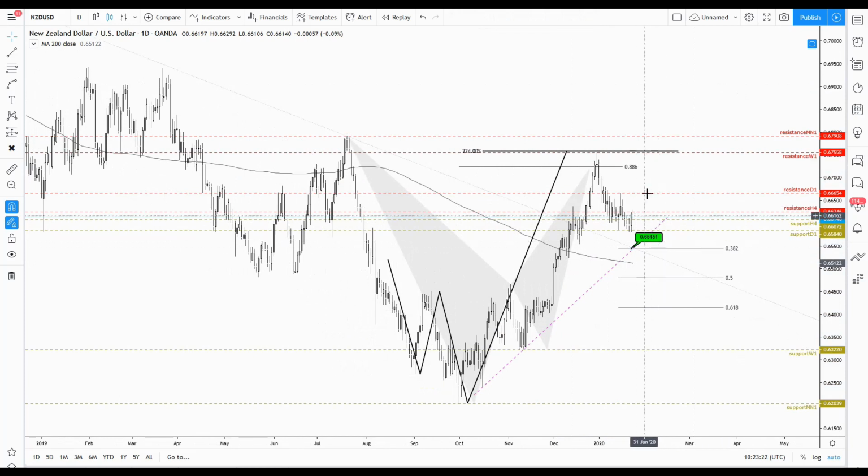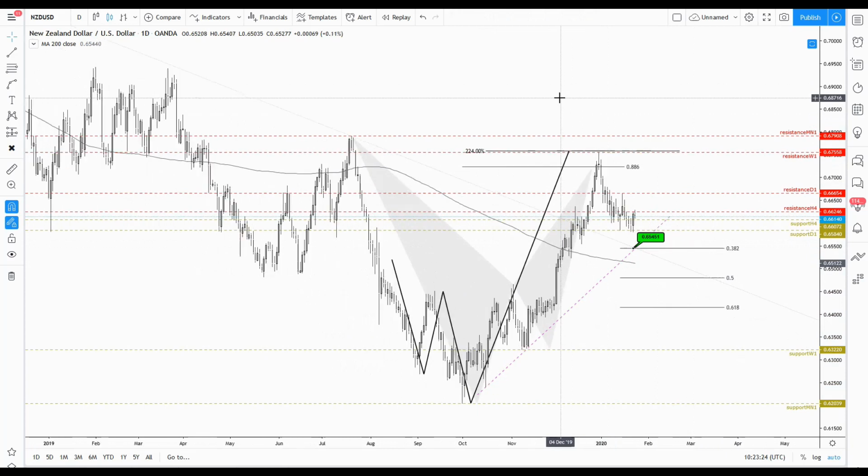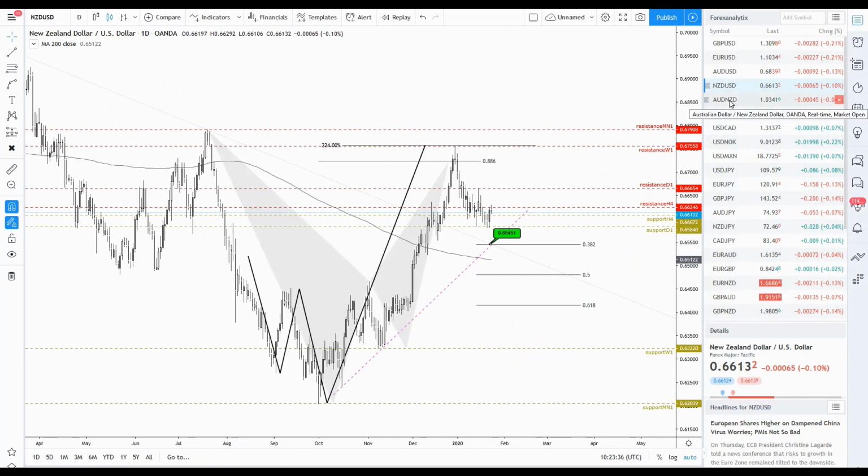So I will not ignore also a bounce for the Kiwi from this previous structure support. This is a nice structure support there, with the price rejecting multiple times that level.